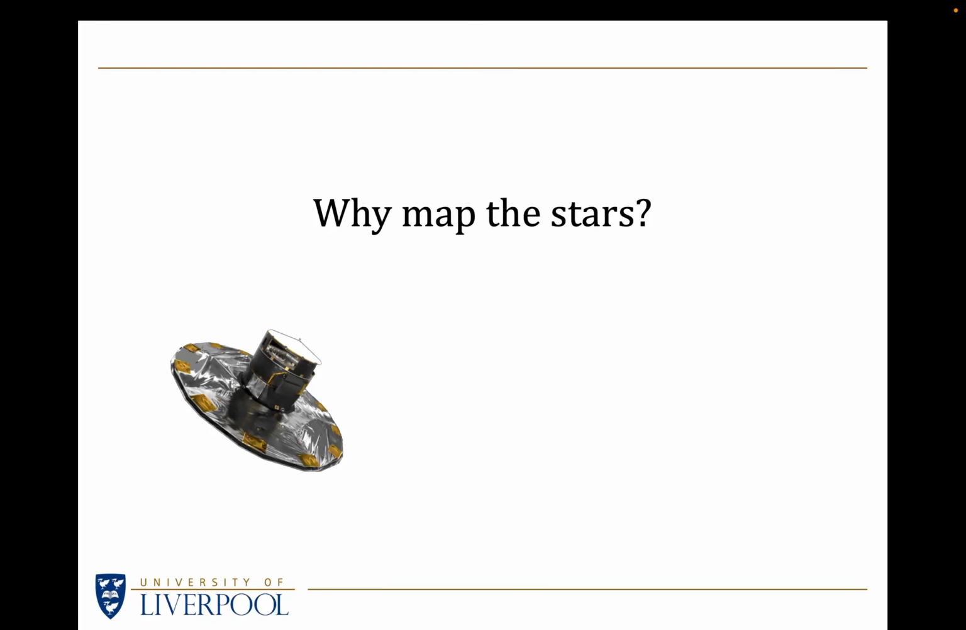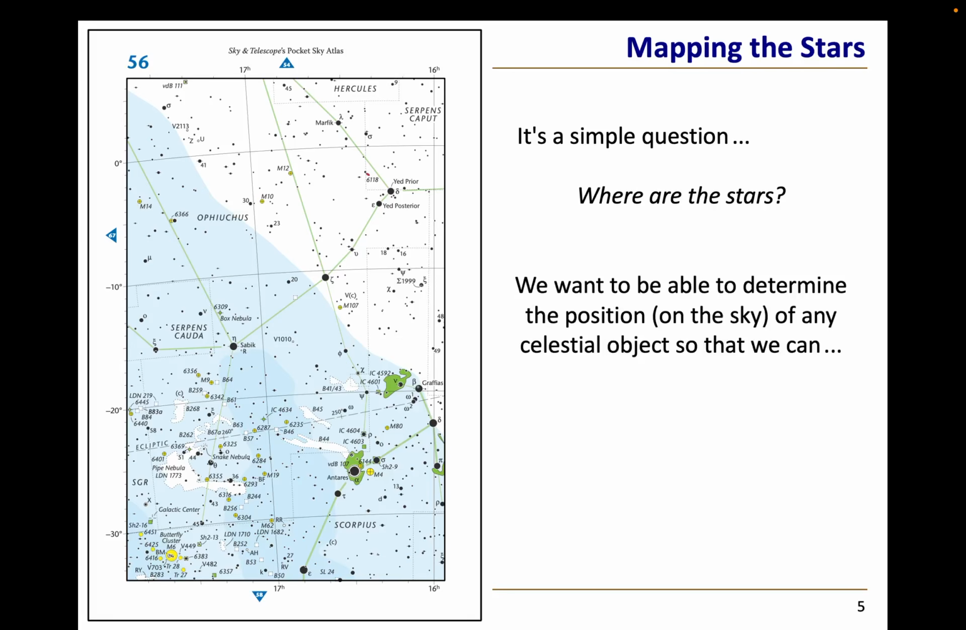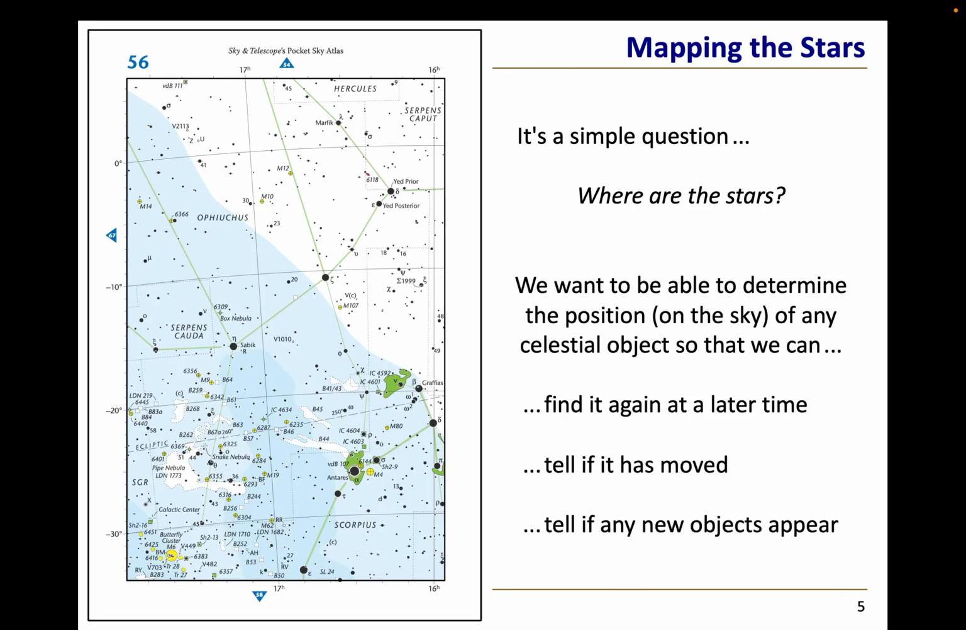So you could start with, well, basically, why do we map the stars? If you get a star atlas, whether it's a paper atlas or an app on your phone, you can see where the stars are. But it's not simply a question of saying, well, we want to generate a map of the sky so that we can find where the stars are if we want to find them tomorrow, or tell if something has moved, or to tell if any new objects have appeared. That, you could argue, is a very mundane reason for making a map of the sky.